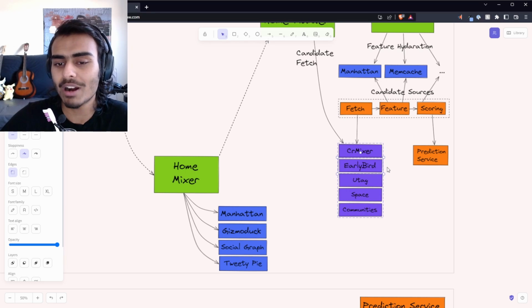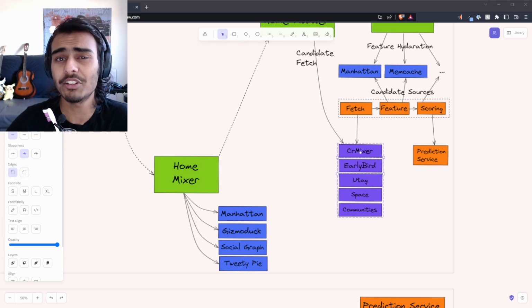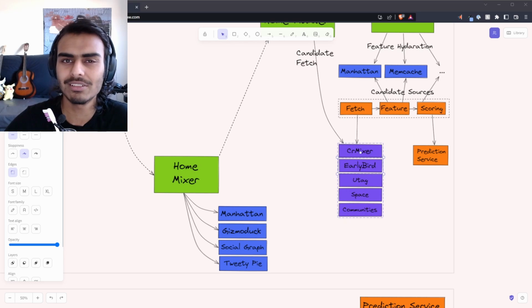Early Bird also powers their search feature. So whenever you search something on Twitter, it goes to their search engine called Blender, which they've written in Java. And that search engine talks to Early Bird, which is their reverse indexing service. I'm not sure what that means really, but that's how it sources all the tweets to show on your search. And here, Early Bird is used to generate candidate tweets to show up on your timeline.